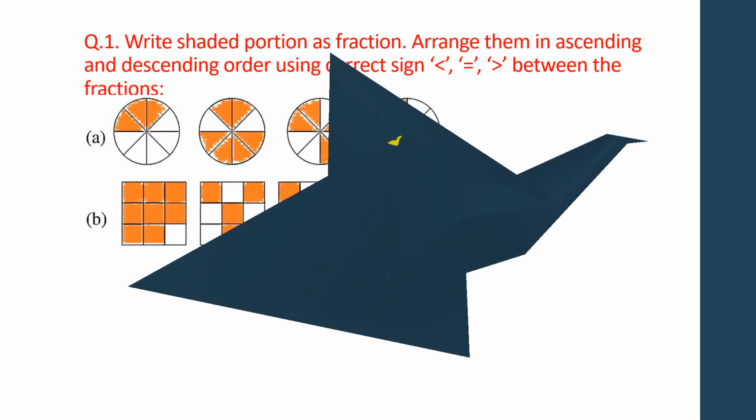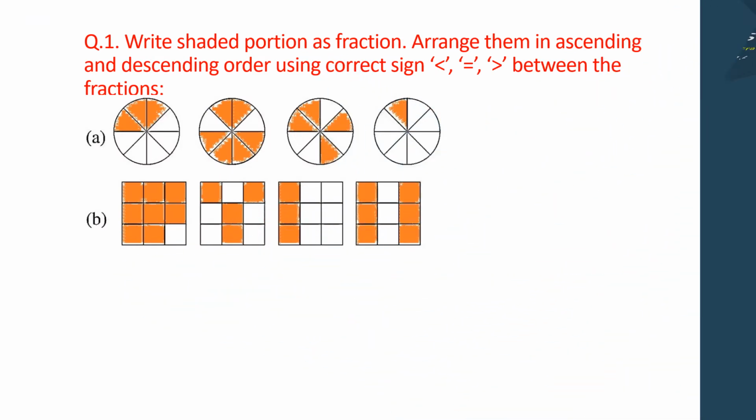Question number 1. Write shaded portion as fraction. Arrange them in ascending and descending order using correct sign greater than, equal to and smaller than between the fractions. Let us start. Figure A, 3 by 8, 6 by 8, 4 by 8 and 1 by 8. So here are these four fractions.